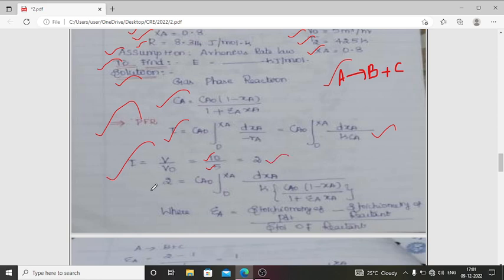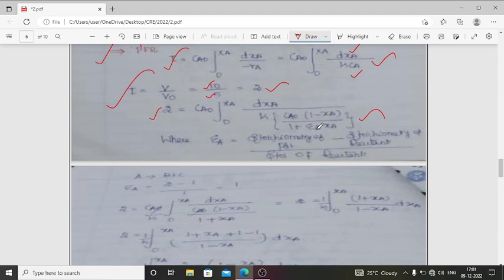So tau value 2 is equal to Ca0 integral 0 to Xa. Here dXa is the numerator part. What is the denominator? K into Ca. So what is Ca? Already, this is a gas phase reaction, so Ca0 into (1 minus Xa) by (1 plus epsilon A Xa). So what is epsilon here? Epsilon is the fractional change in volume.